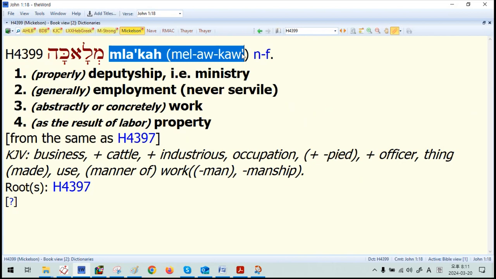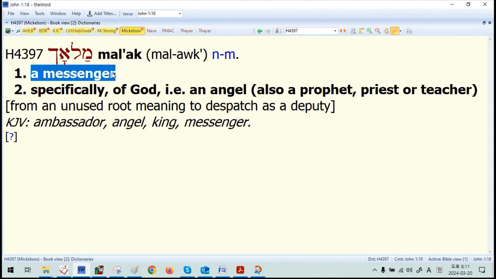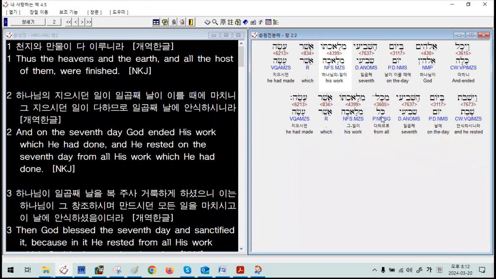Malakah is the same as 43:97, which is the noun masculine. That work is the messenger's work. Jesus is working the messenger's work, seven days man. And Father also is doing the messenger's work through the prophet, priest, teacher, which is called angelos in the Greek word. So Father's work, my work. And last Adam's work is the life-giving spirit work, right? That work they are doing, Jesus is doing.